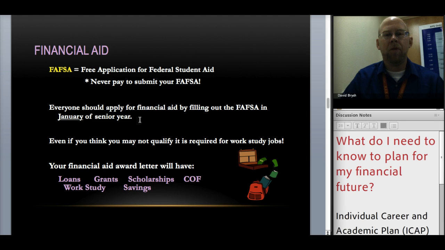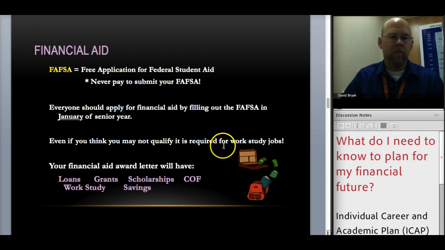So most people keep their taxes filed away somewhere, so you just have to make sure your parents have them. And then you and your parents are going to be filling it out together. So even if you don't think you can qualify for grants and stuff from the government, you still should do it because it's required for all financial aid, work study programs included.